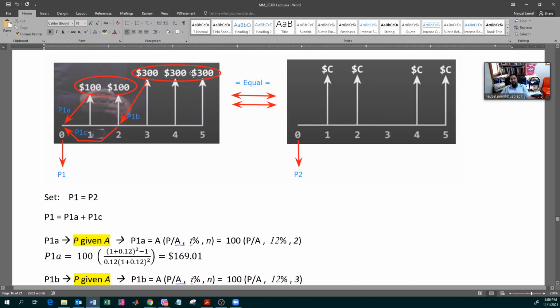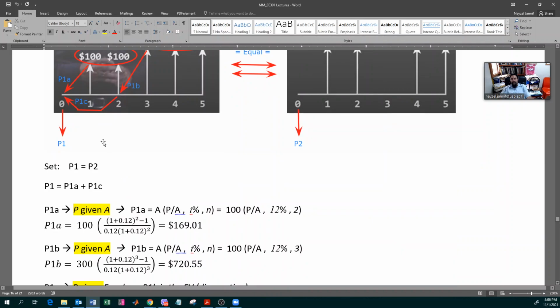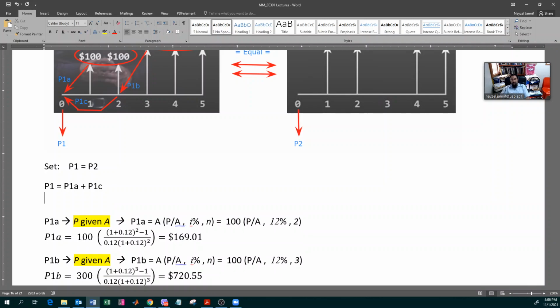We will find the effect when? Over here at number 2, at interval number 2. So then from 2 we have to discount it back to the first period. So what we did was we said, okay, there is P1A and P1B at that point. Okay, P1A. Let me just put a note over here. Where is P1A?